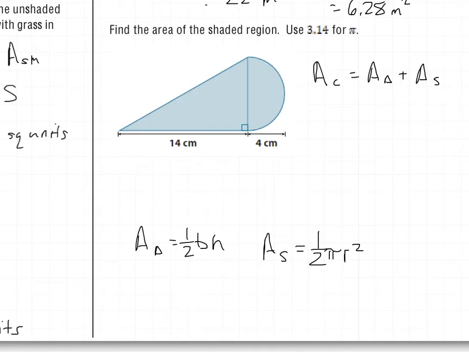Pause the video until you've come to a conclusion. If you get stuck on one of the values, go ahead and restart the video in order to get a hint.